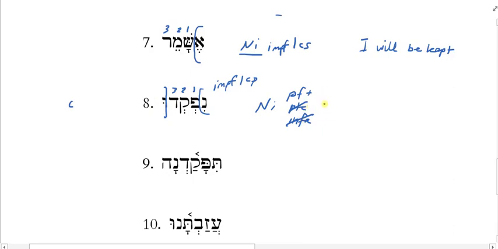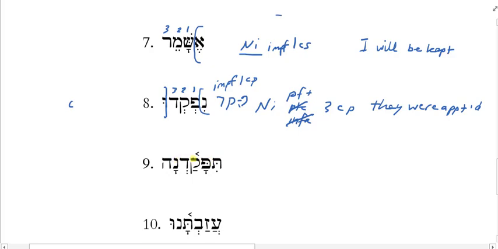So Nifal perfect 3CP. So the subject is they. And then if it's Nifal pakad, we've got to put our root letters down here. What does it mean? They were appointed. Passive, right? Because the Qal could be active and transitive: they appointed someone. Okay? Make it passive. They were appointed.